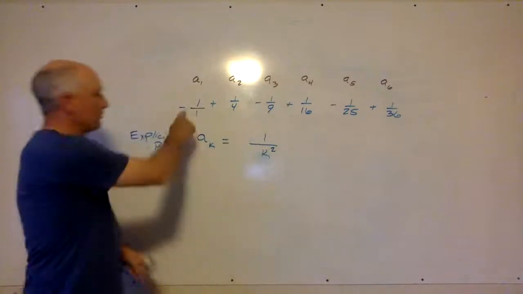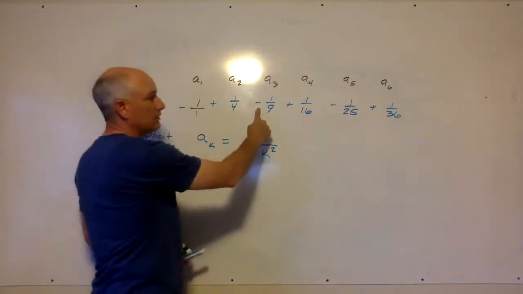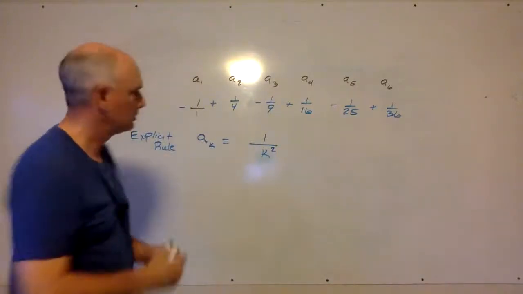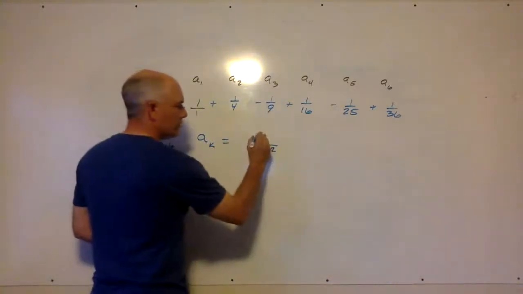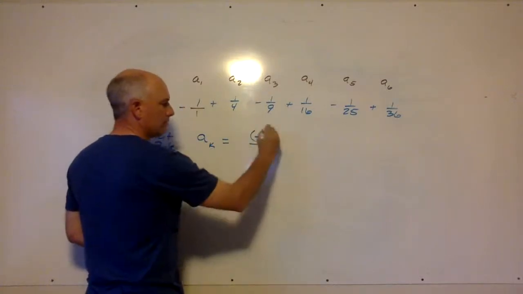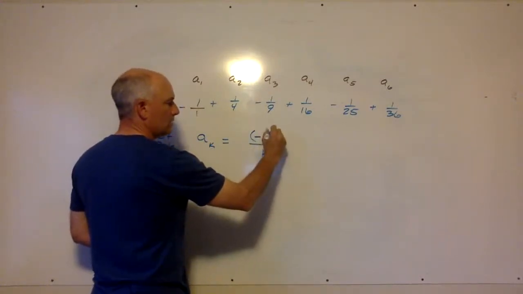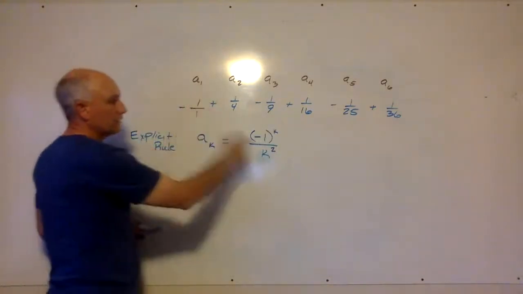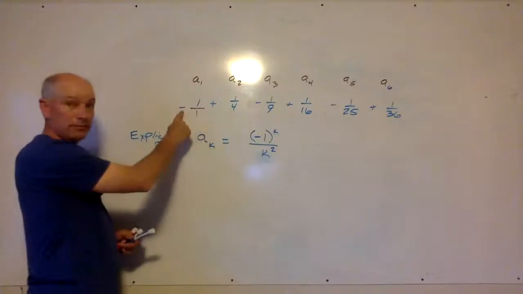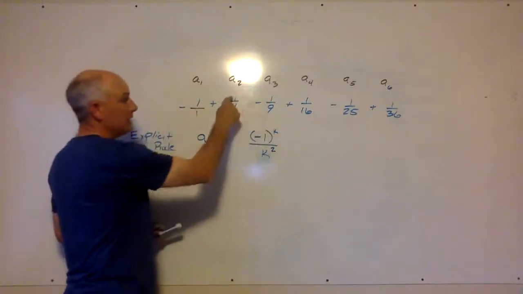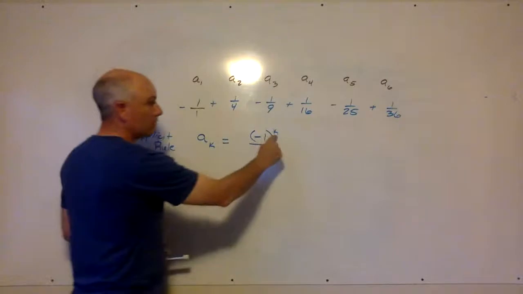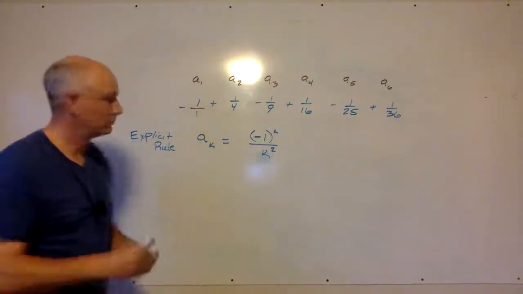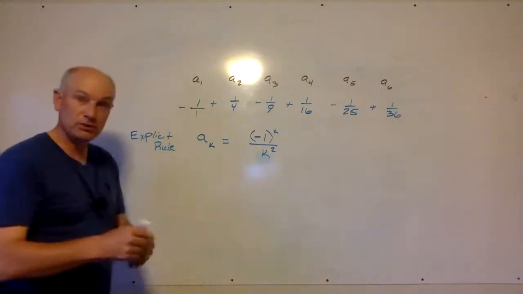Okay? But now, that doesn't help us with the negatives here. Notice that the first term is negative, the third term is negative, the fifth term is negative. Odd numbers. So if I made a negative here, and I raise it to the power of k, -1 to the first power is -1. -1 to the second power would be +1. -1 to the third power, we're back to negative. Hey, we got it. Okay? So there's our explicit rule.